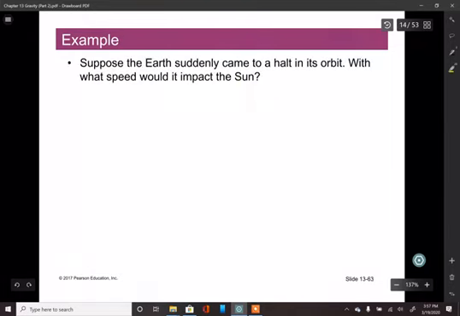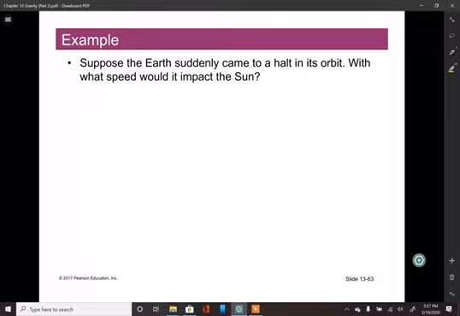Okay, so a similar question, right? So suppose the Earth stops. It's currently moving at a very high speed around the sun. Let's say it stops, and then therefore the sun's gravity will pull it straight in towards the sun. How fast is it going to hit the sun traveling at? This is really an energy conservation question as well.